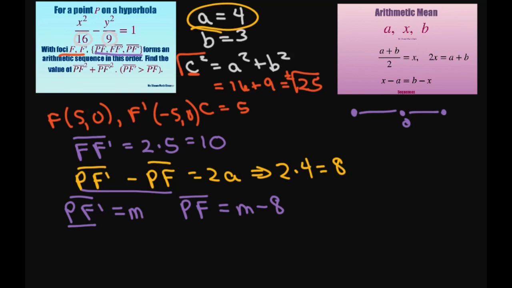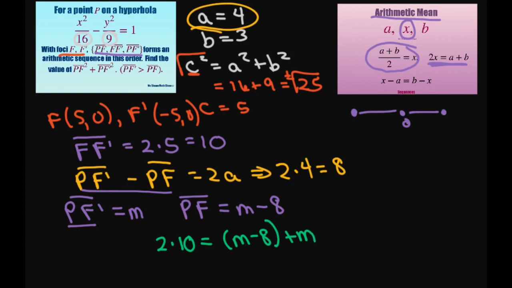All right. This forms an arithmetic sequence. So basically what that means is I'm going to use my arithmetic mean, which is basically the midpoint. This is your middle term, or we can write it like this. So to do that, we can write 2 times 10 equals M minus 8 plus M. All right. So that means we're going to have 2M equals 28. Therefore, our M equals 14.